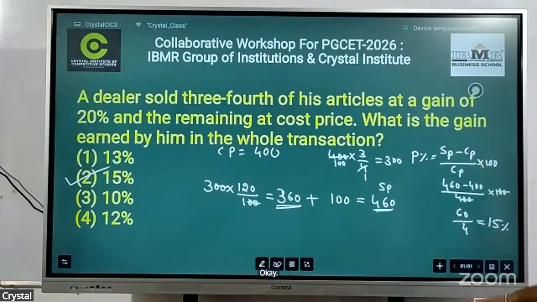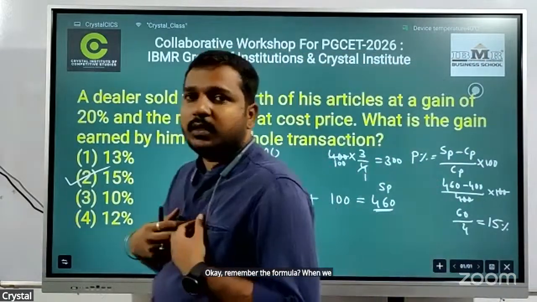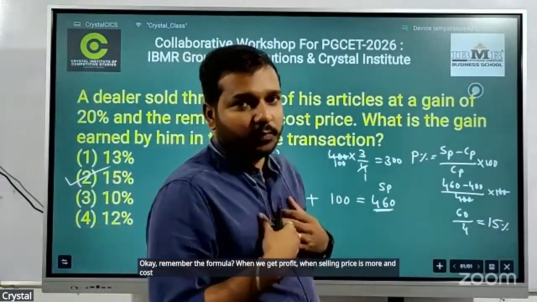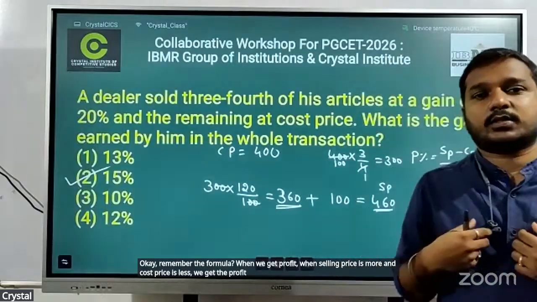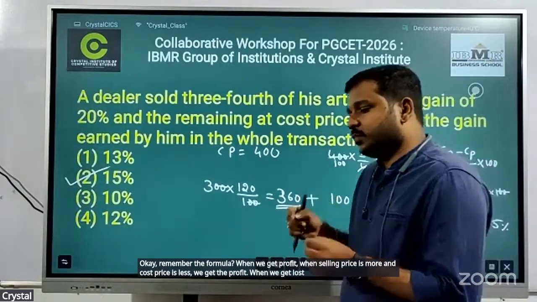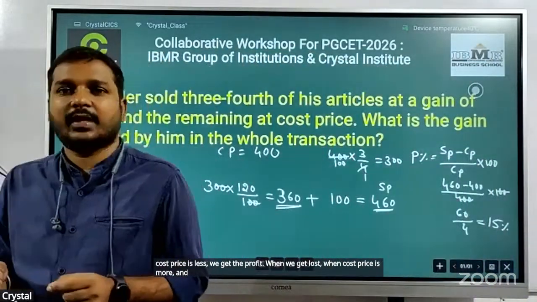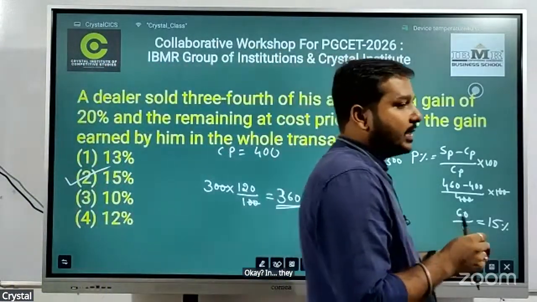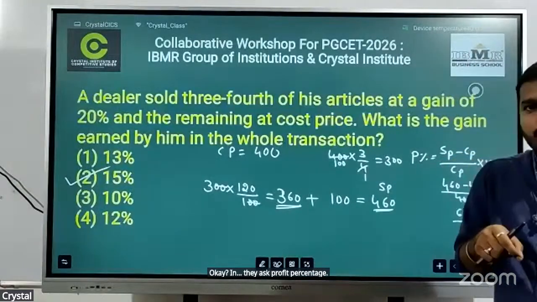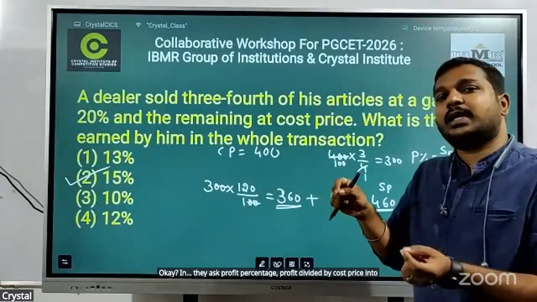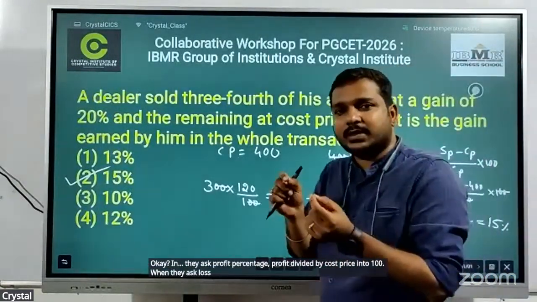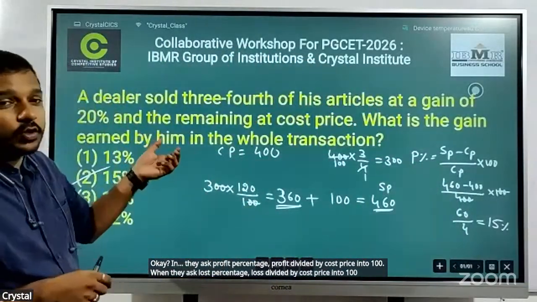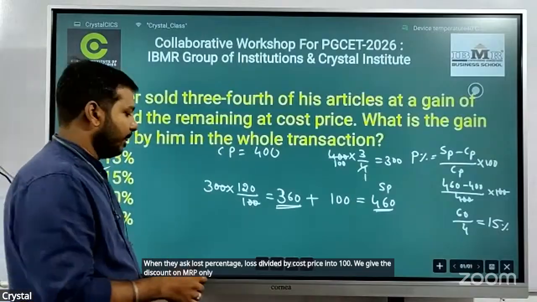Okay, remember the formula. When the selling price is more and the cost price is less, we get the profit. When the cost price is more and the selling price is less, we get the loss. If they ask profit percentage, it is profit divided by cost price into 100. When they ask loss percentage, it is loss divided by cost price into 100. We give the discount on MRP only.